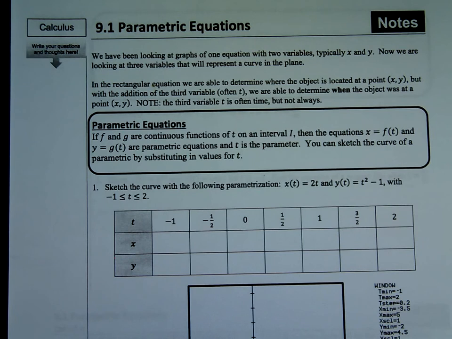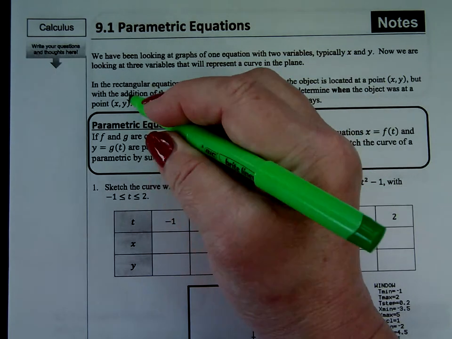We've been looking at graphs of one equation with two variables, typically x's and y's, in the normal Cartesian coordinate plane. But this is going to be now with three variables that are going to represent a curve in the plane. In the rectangular equation, we're able to determine where the object is located at a specific point, like an xy. But with the addition of a third variable, often t, we are able to determine when, because t usually represents time, when the object was at the point xy. So note the third variable t is oftentimes time, but not always. So we want to make note of that.